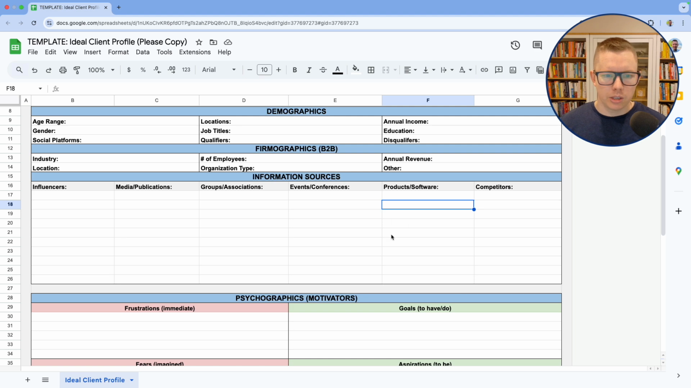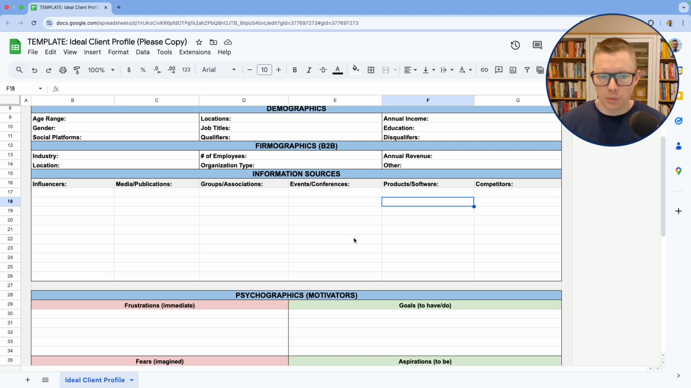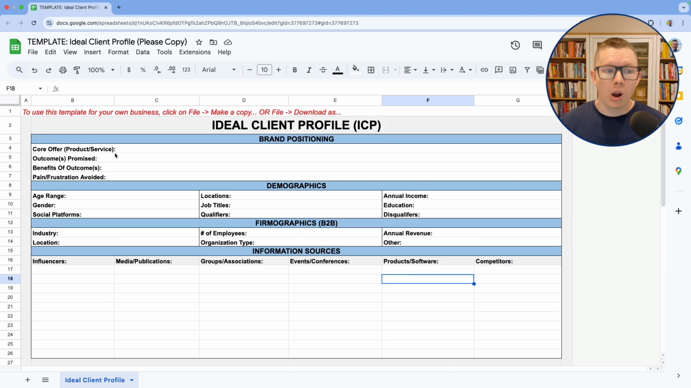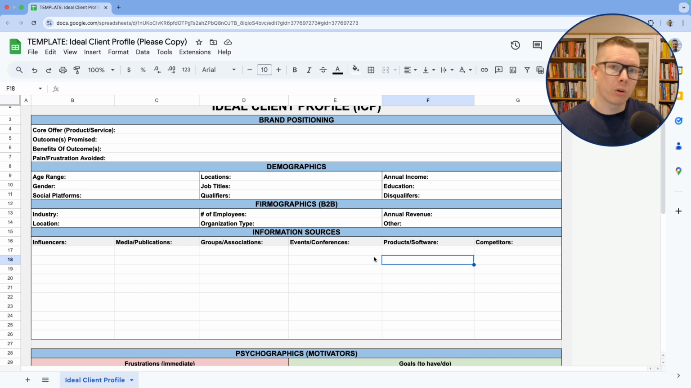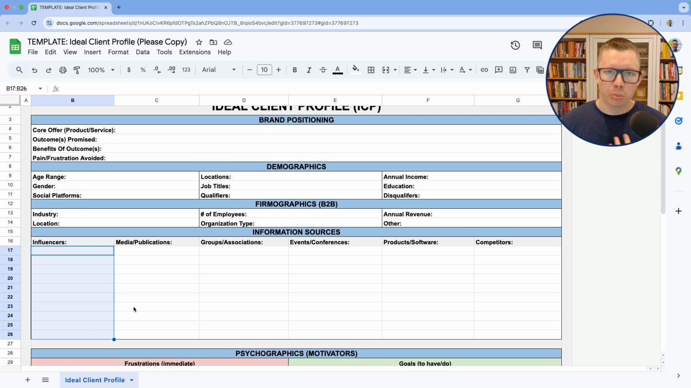The next section is information sources. And so if they're trying to solve their problem, if they're trying to get a specific outcome that your product or service can help them get, where might they already be learning about how to accomplish that outcome? Are there specific influencers or personal brands in your industry? Think of the authors, speakers, social media influencers, etc., who create content that those people consume. If so, you can put the names of those influencers in this column here.